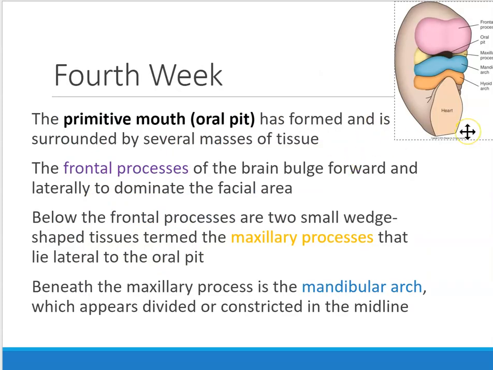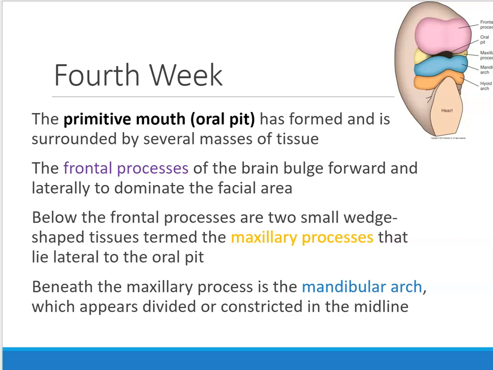So again, the fourth week, this is where the face is starting to get developed. We have the oral pit, also known as the primitive mouth, at the beginning of the mouth. The frontal process, which is where the forehead is. We have two maxillary processes, and that becomes the cheek. And then we have the mandibular arch, which is starting to develop in the fourth week. So between the 4th to 7th or 4th to 8th week, that's when all the face and the palate start to get developed.